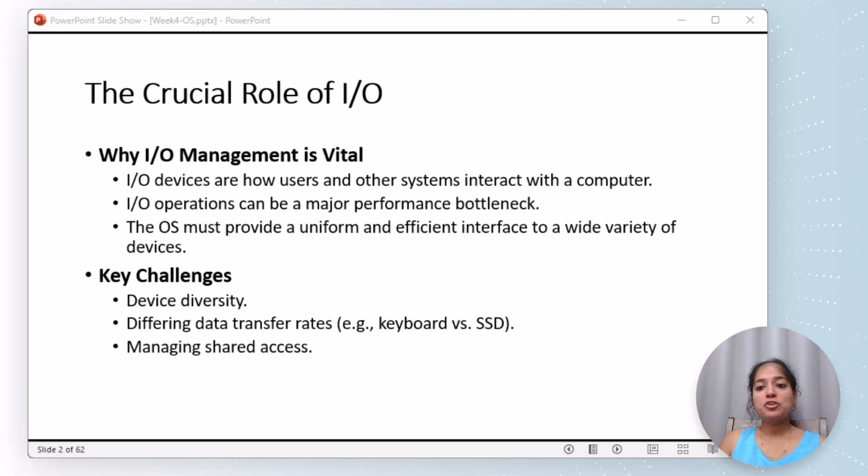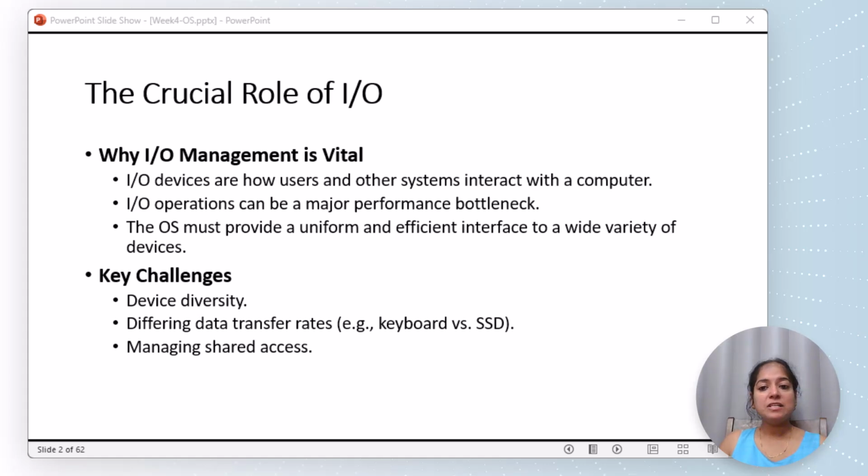Input output operations often become performance bottlenecks because device speeds vary dramatically. For example, a keyboard processes keystrokes in milliseconds while an SSD can transfer gigabytes per second. So the operating system must hide device diversity and provide a consistent interface. For instance, whether saving to a USB, an SSD, or a cloud drive, applications just call the write method, and the operating system handles that complexity.